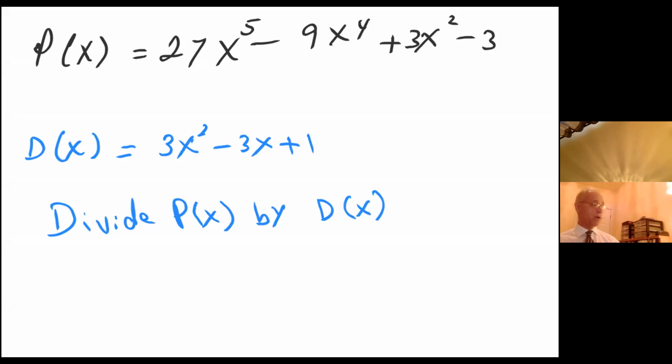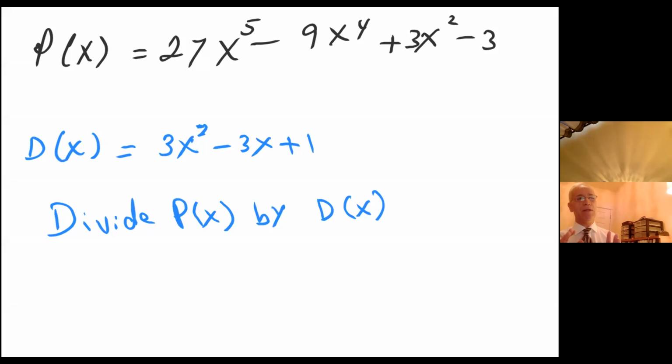Hello, Math 141. We are going to be dividing 27x^5 - 9x^4 + 3x^2 - 3 by 3x^2 - 3x + 1. Okay. So using long division, we are going to be dividing P of x by D of x.